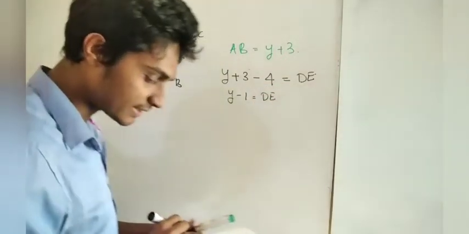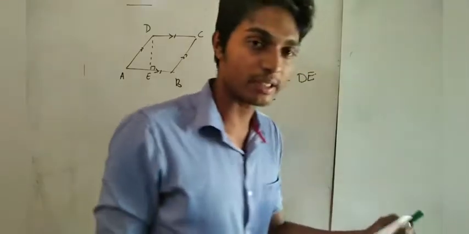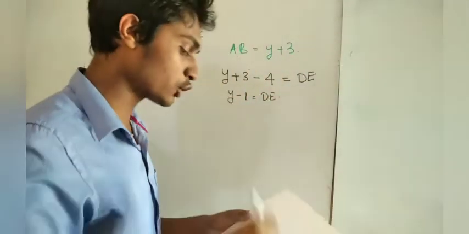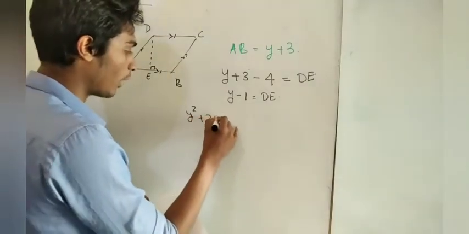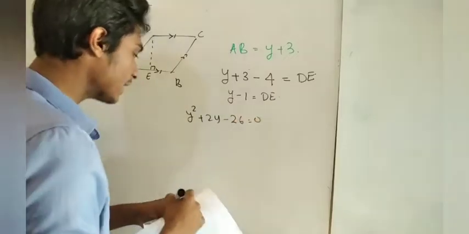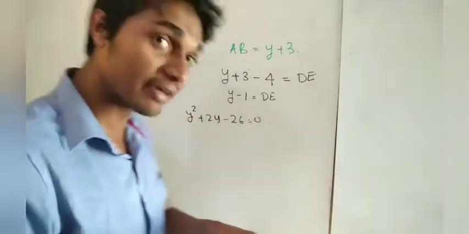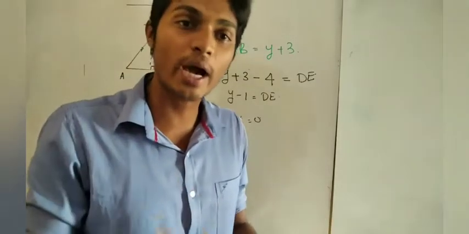Right? So the next question is, if the area is 23 square units, we are supposed to show that y squared plus 2y minus 26 equals 0. This is the thing we are supposed to show now, given that the area is 23 square units.